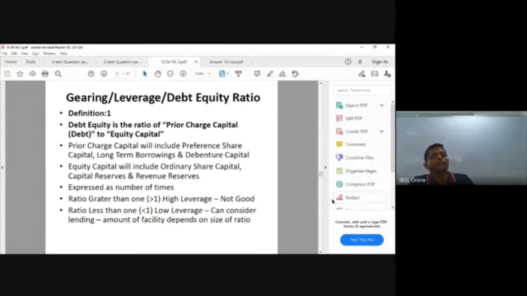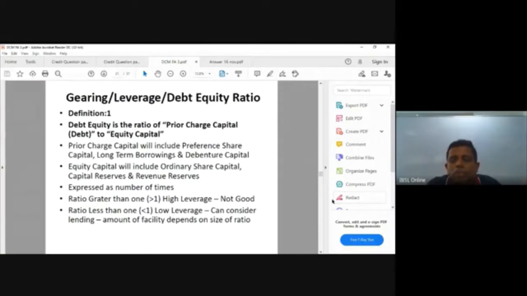Right? In order to calculate these high gearing or low gearing company situations, we calculate two ratios. First ratio is the debt equity ratio. We will see how it will be calculated. We have to first take the prior charge capital, like preference share capital, long-term borrowings, and debenture capital. Prior charge means you have a commitment where you have to repay the capital portion or the fixed interest portion.